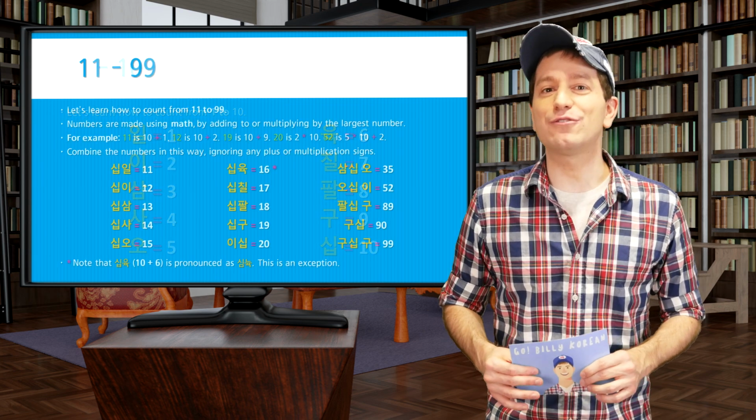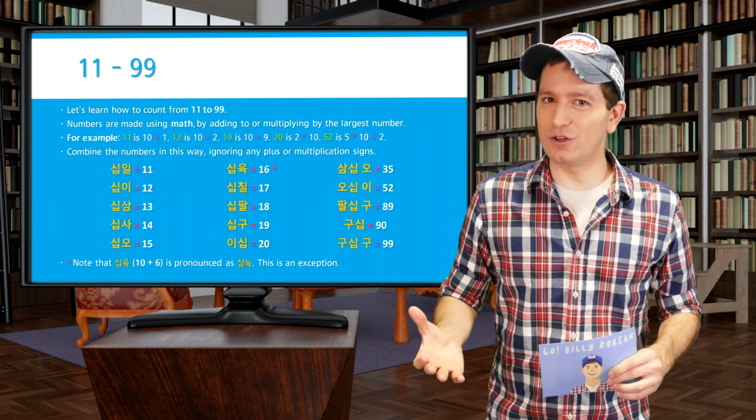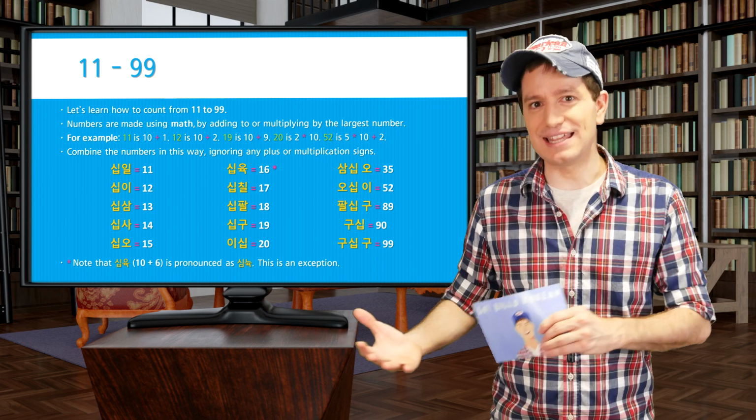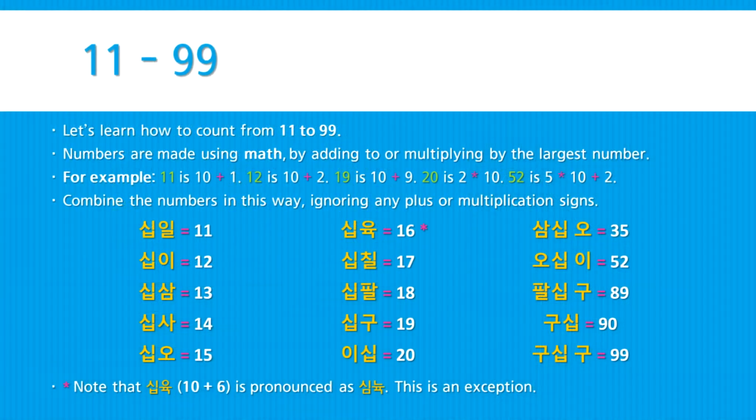So next, let's learn how to count from 11 to 99. And the way that you'll make numbers larger than 10 is that you're going to use math. You'll add or multiply by the largest number. So here's how that works. For example, 11 will be 10 plus 1. 12 will be 10 plus 2. 19 is 10 plus 9, and 20 is 2 times 10. And finally, 52 is 5 times 10 plus 2. So you can combine the numbers like this, ignoring any plus or multiplication signs. So here are some examples.